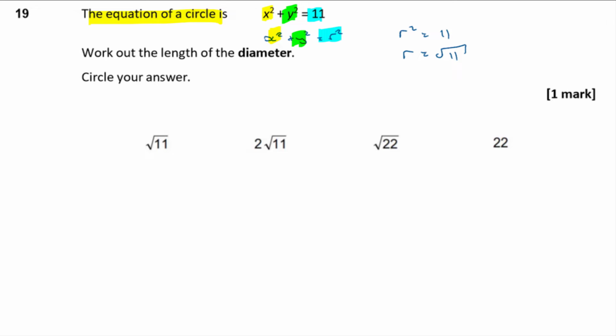I was quite tempted to choose that, but I would be wrong, wouldn't I? Because it actually asks for the diameter. Okay, it's in bold. Usually things in bold are things that students and teachers sometimes miss. So a diameter then is going to be twice the radius. So the diameter is going to be 2 lots of root 11. It's going to be that one there.